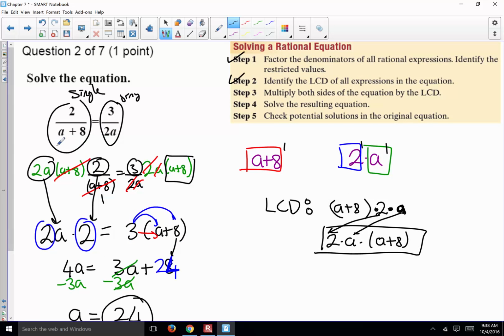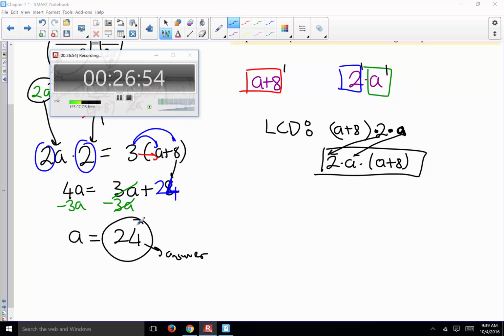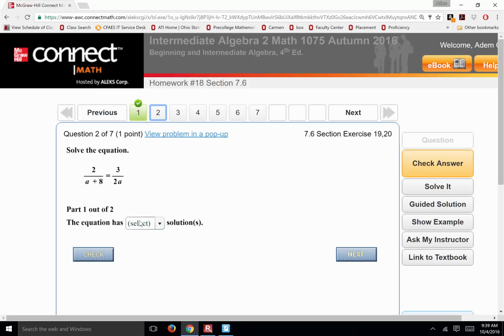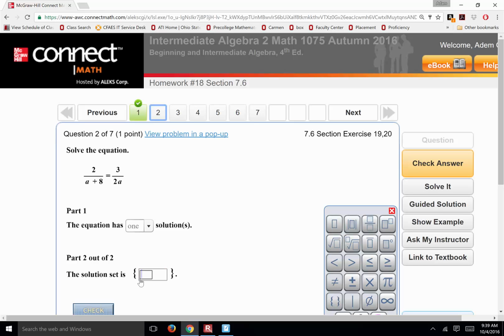We need to test this result. Simple check. When I substitute 24 here or there, does any denominator on the left or right become 0? Does it become 0? No. That means if I did everything right here, this must be the answer. There is no fakeness involved here. It's real, 24. Unless I made a mistake here, it must verify my answer. So there is only one solution we got. Solution is 24.